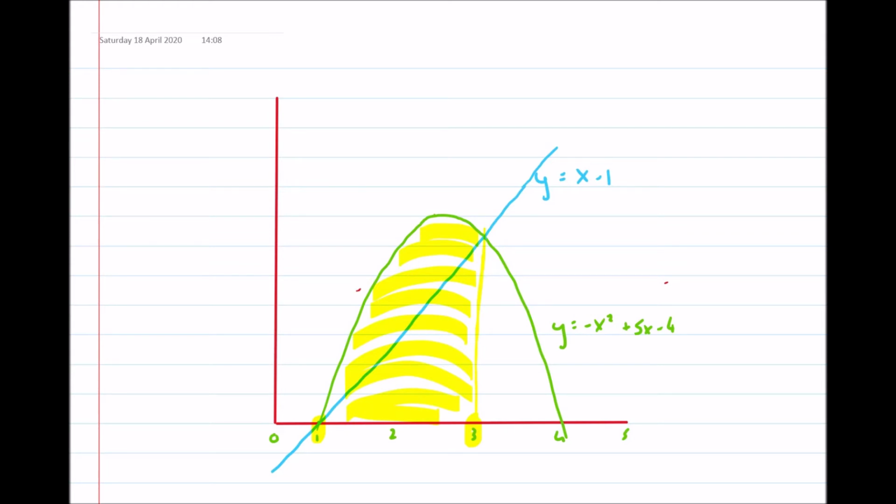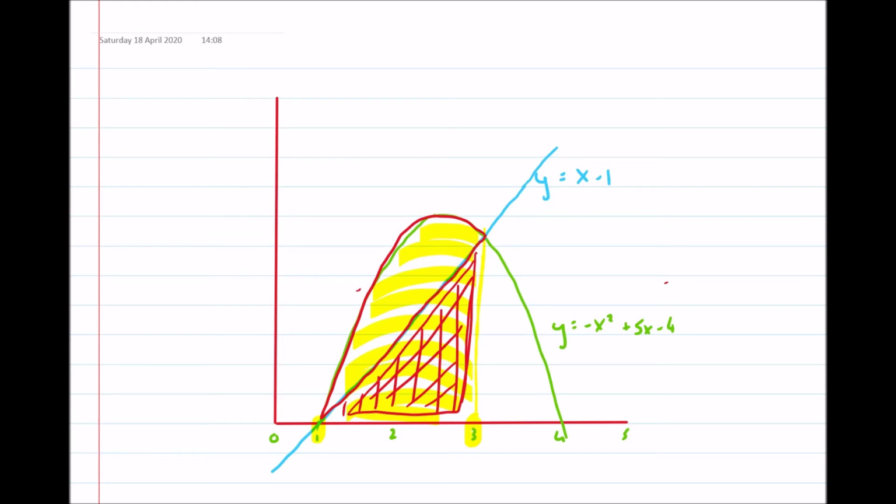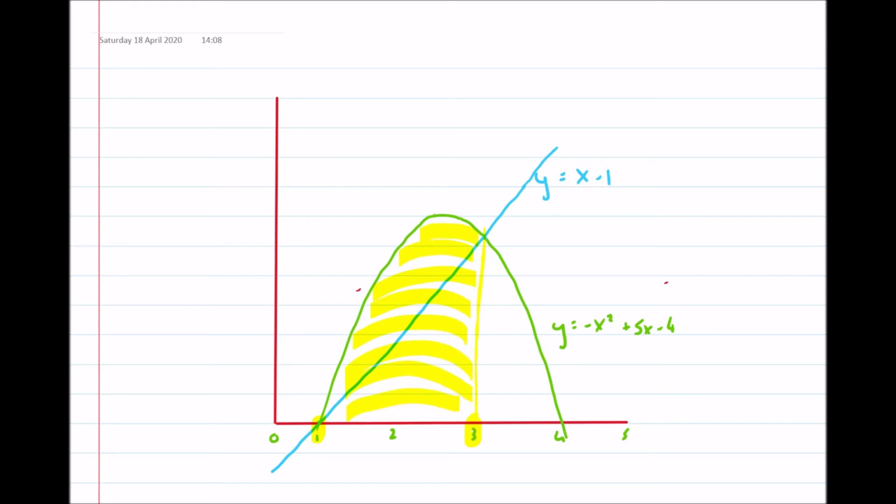And then, when I've done that, I could find the area between the line and the x-axis from the same points, 1 and 3. So I could find the area of all of this. And if I took the area of all the yellow, and then take away this bit here, this red, I would be left with the area of this, which is what I wanted. Okay, so that's what I'm going to do. So I'll just tidy this up a bit.